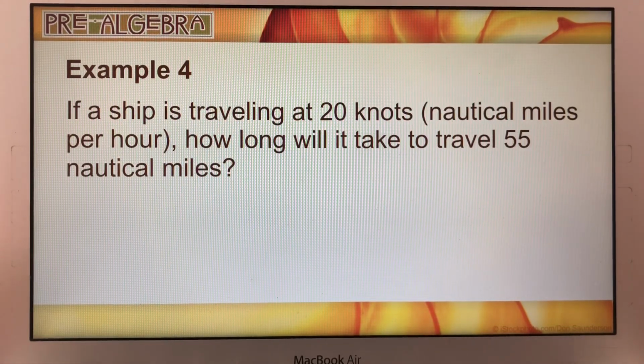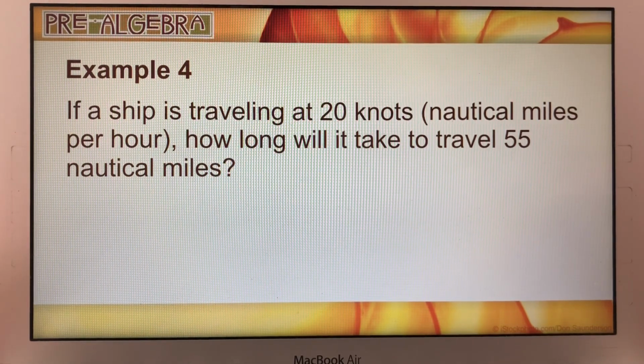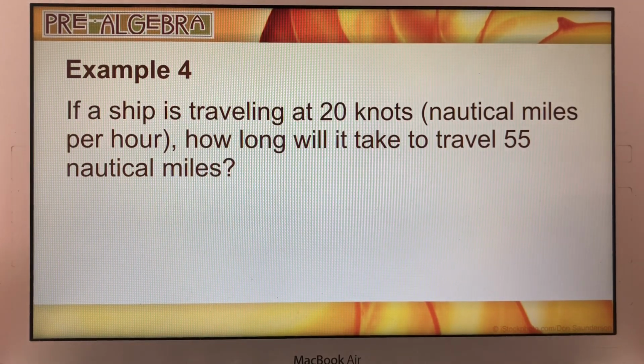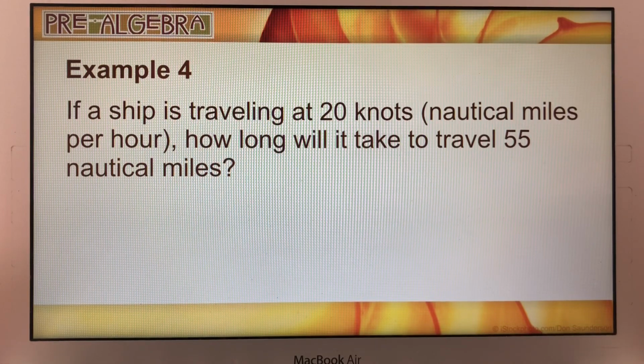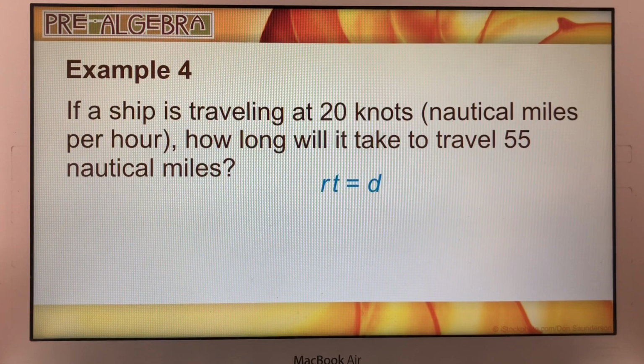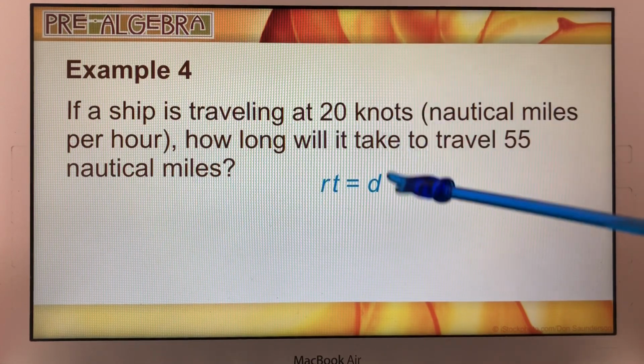All right, now we have some word problems next with some real life situations here. If a ship is traveling at 20 knots, nautical miles per hour, how long will it take to travel 55 nautical miles? So first we have to define the variable.